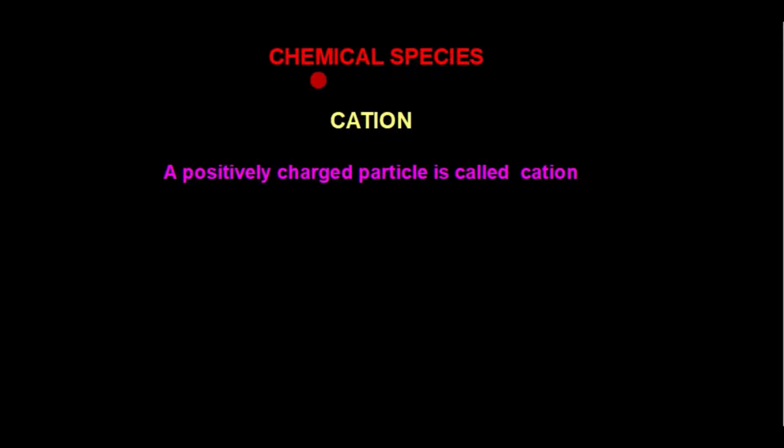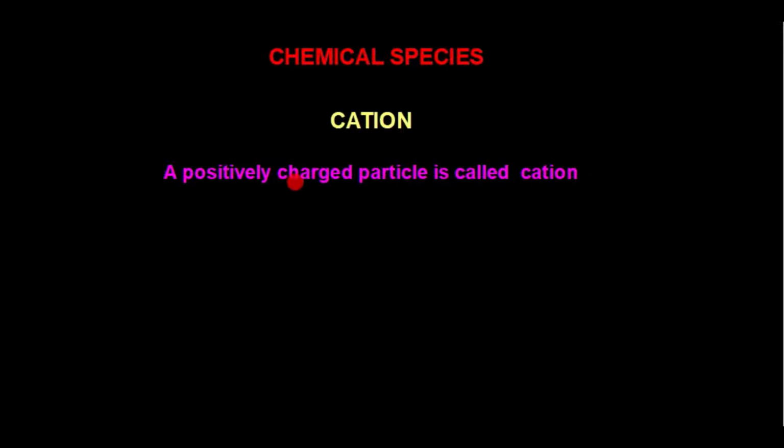Based upon the charge, we have two types of ions: positively charged ions, which are also known as cations, and negatively charged ions, which are known as anions. First of all, we will discuss cations. What is a cation? A positively charged particle is called a cation. Usually, a cation is formed when an atom loses one or more electrons from its outermost shell in a chemical reaction.